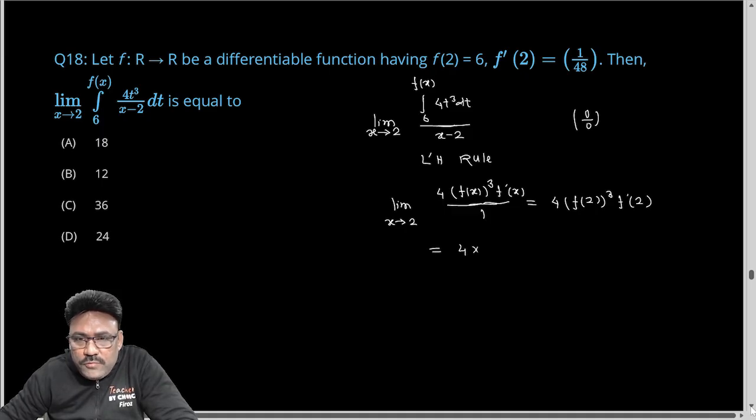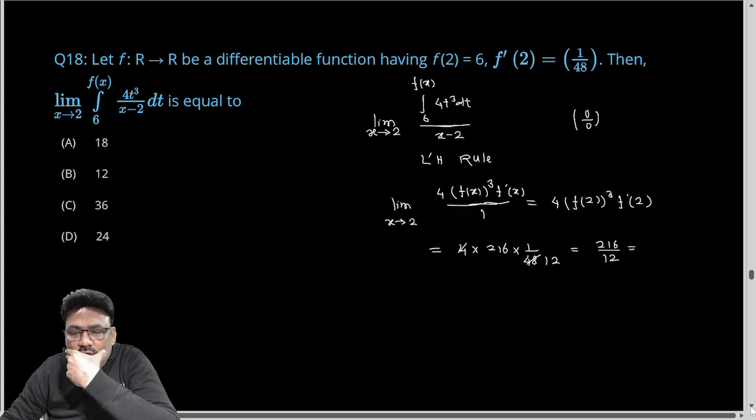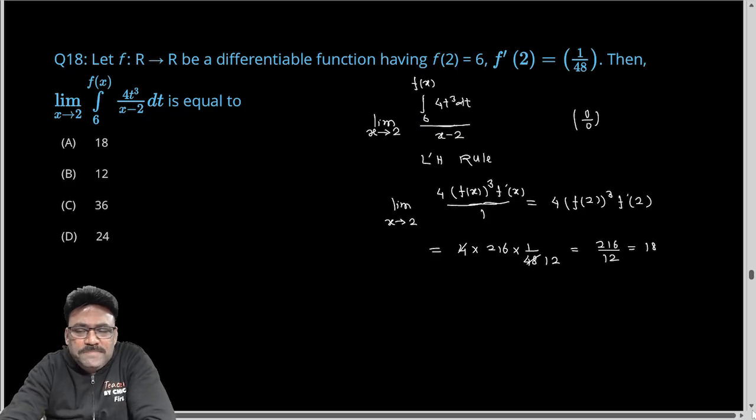4 times f2 is 6, so 6 cube means 216, and f dash 2 is 1 by 48, so it is 12, so 216 by 12. So it is what actually? 216 by 12 is what? 12 and 96, so 18. So this limit is basically 18, right?